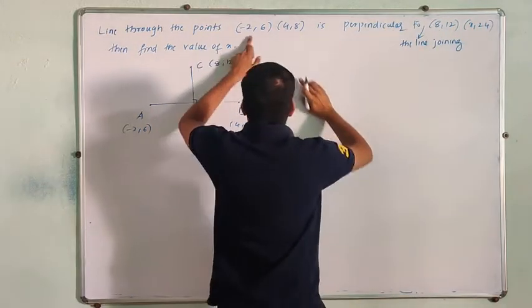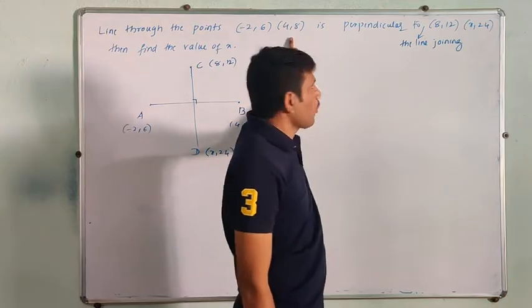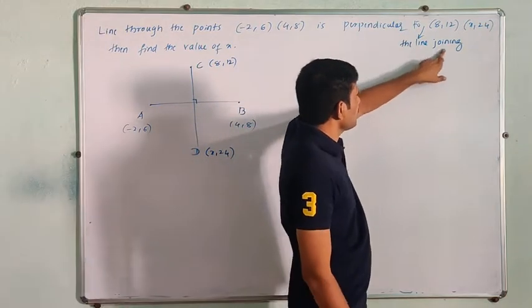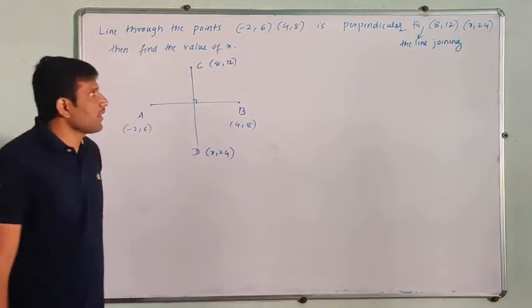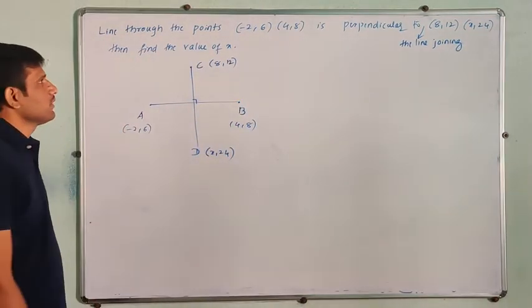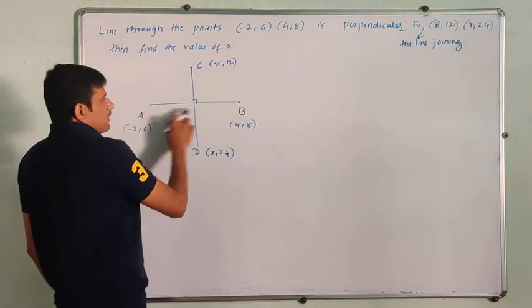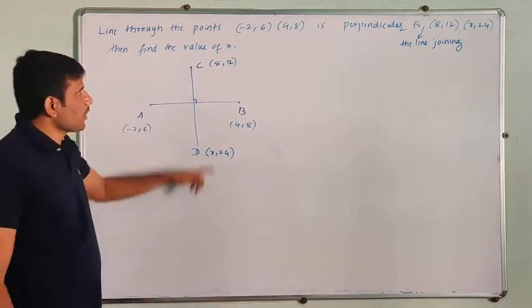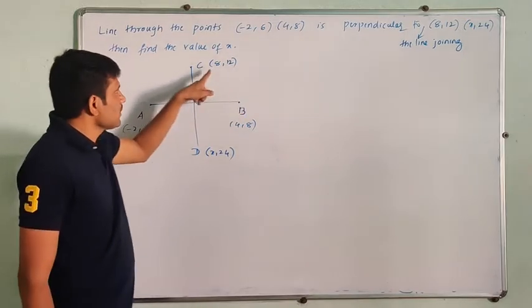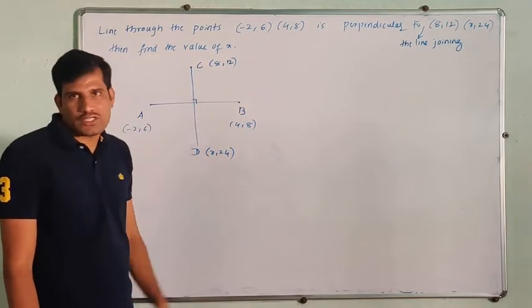The line joining the points (-2, 6) and (4, 8) is perpendicular to the line joining (8, 12) and (x, 24). Then find the value of x. So that is AB. The coordinates of A are (-2, 6), B is (4, 8), and it is perpendicular to the line CD. So that is (8, 12) and (x, 24).